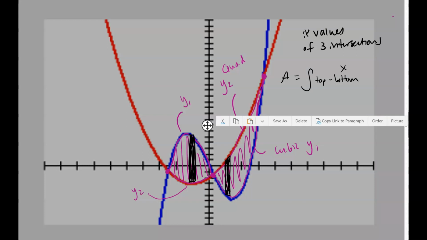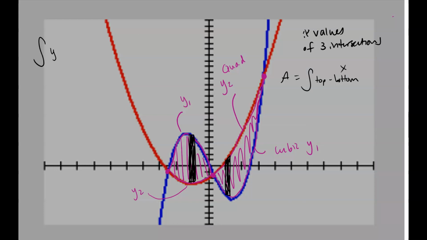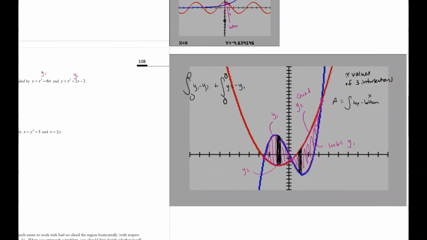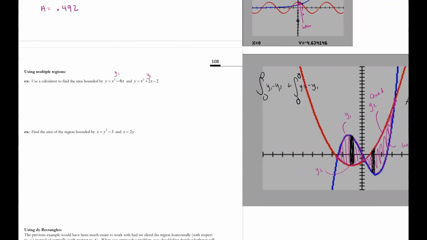So I'm gonna have one integral that's gonna be y1 minus y2. Again, this is calculator shorthand. Don't actually ever write this. And then we're gonna add to that the other one where they switch, where y2 is on top. And so I need to know these limits of integration. So we'll do that with the intersection function in the calculator, and I might come back to that in just a second to remember which is which.